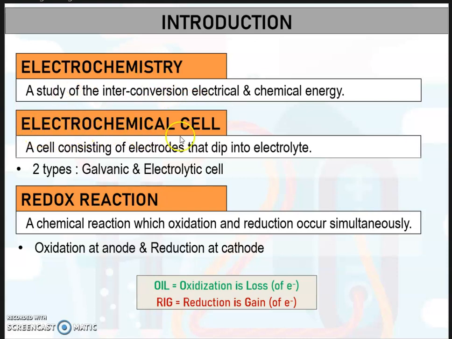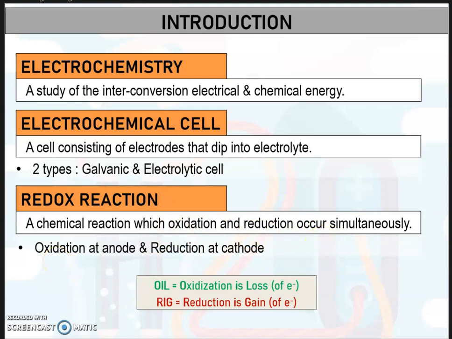An electrochemical cell is a cell that consists of electrodes that dip into electrolyte. We have two types of electrochemical cell: galvanic cell and electrolytic cell. And what is redox reaction? Redox reaction is a chemical reaction that occurs simultaneously, which is oxidation and reduction. So both oxidation and reduction occur simultaneously.